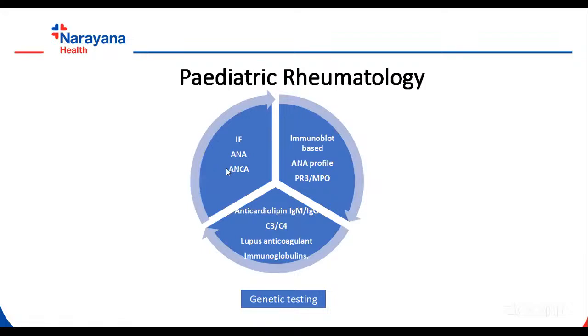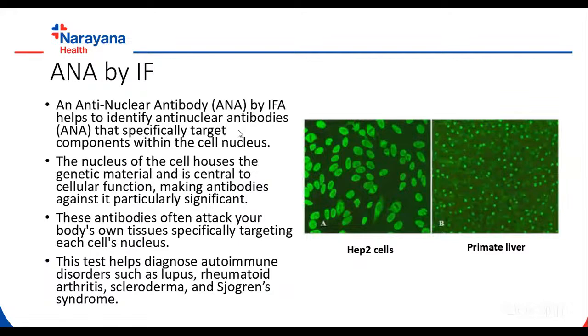Pediatric rheumatology. Here you would have a major chunk of tests which are done by immunofluorescence, immunoblot-based tests, and serum-based or plasma-based tests like anticardiolipin, beta 2 microglobulin, immunoglobulins, and lupus anticoagulant, and also again genetic testing. ANA by immunofluorescence is to identify antinuclear antibodies. And may I just tell you that ANA should always preferably be done by the immunofluorescence test. It is a standardized test to be done always by an immunofluorescence method.